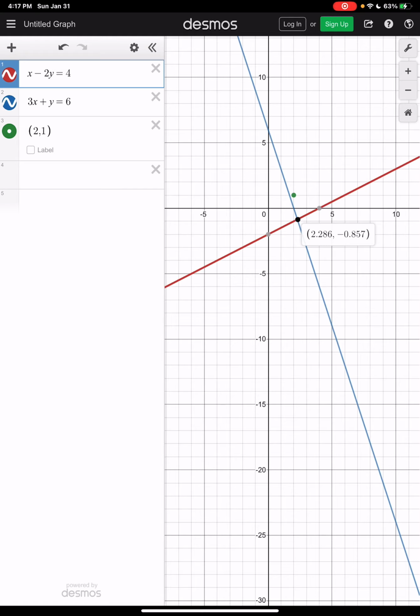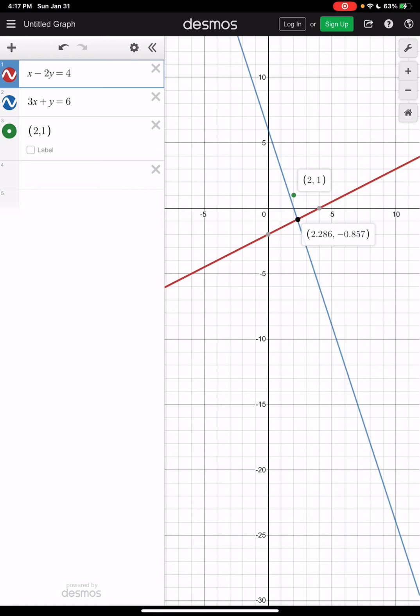But this one, the solution is not pretty, not easy to calculate. And we can see that the point 2, -1, the green point, is definitely not the intersection point. So we're going to go back to our notes here and say, how do I show this algebraically? So I know that this is a coordinate, x, y, and I'm asking if it satisfies both equations.